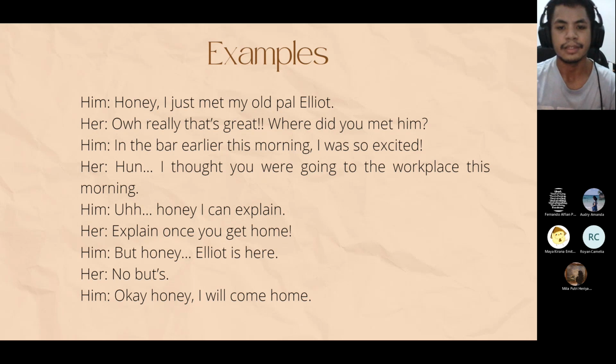So we can see that the husband is busted for not going to work, because it's early in the morning and he goes to the bar rather than his workplace. The general consensus comes when his wife tells him to go back home, and he can only reply, "Okay, honey, I will come home." So they finally reach a consensus where the husband needs to come home. Okay, so I think that's it for the speech event, and let's move on to the next slide.